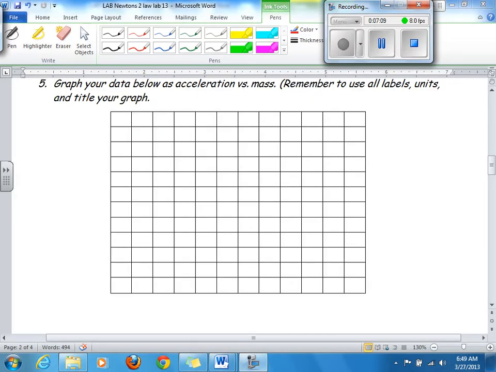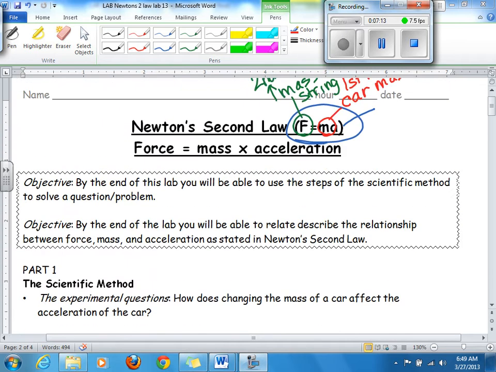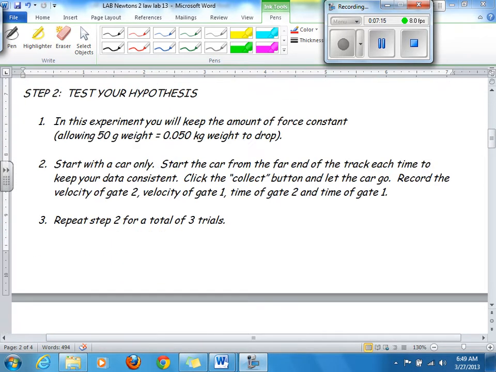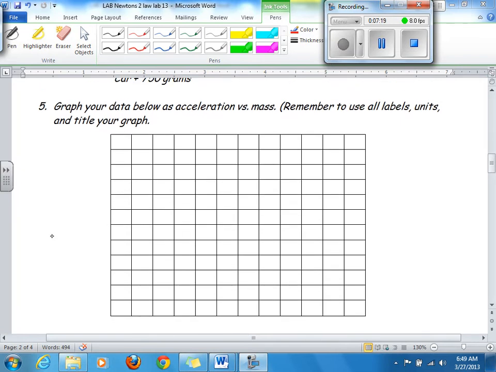Next, what you're going to do is go back to that first sheet that you had. Remember, it looks like this, okay? And then you're going to start putting your data on the back here. I want you to graph your data below as acceleration versus mass. So acceleration is your dependent variable, right? And mass is your independent variable. Make sure you know which axes those go on. I'm going to be checking for that. We ought to know that by now.